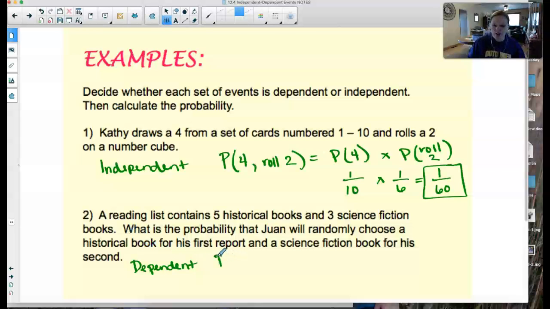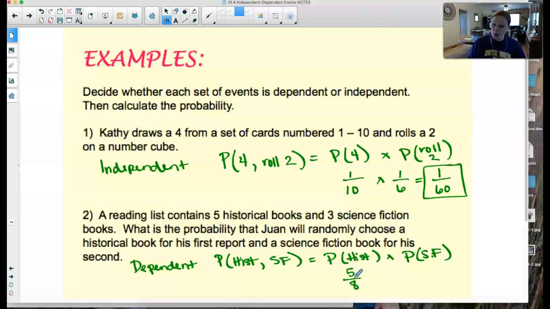So we want to find the probability of a historical book and then a science fiction book. So let's start with the probability of a historical times the probability of science fiction. Okay, there are a total of 8 books. So the probability of historical is 5 out of 8.